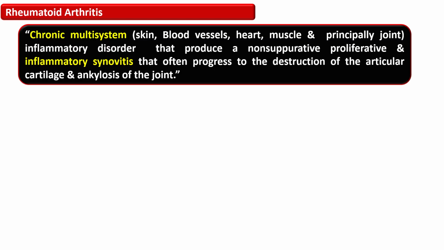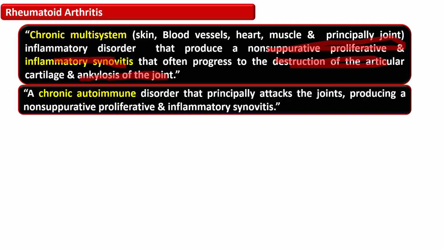Rheumatoid arthritis can be defined as a chronic multi-system inflammatory disorder that produces a non-suppurative, proliferative, and inflammatory synovitis that often progresses to destruction of the articular cartilage and ankylosis of the joint.